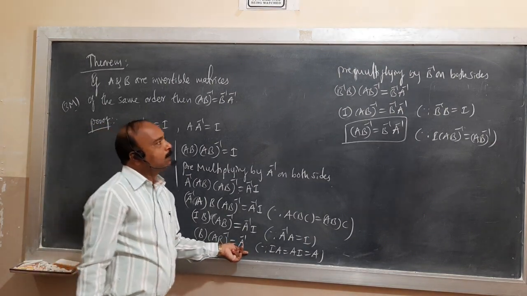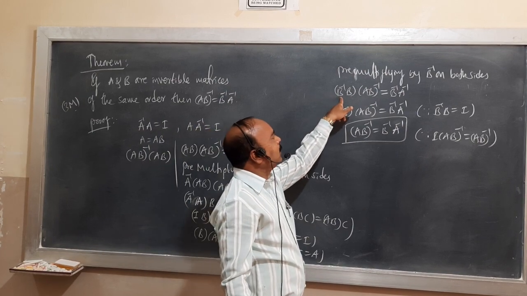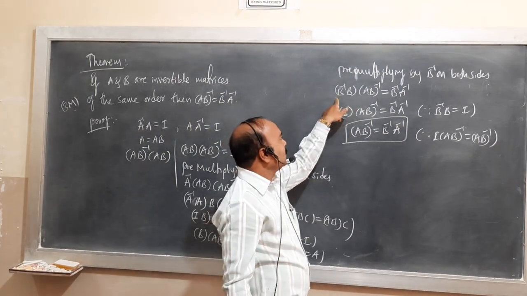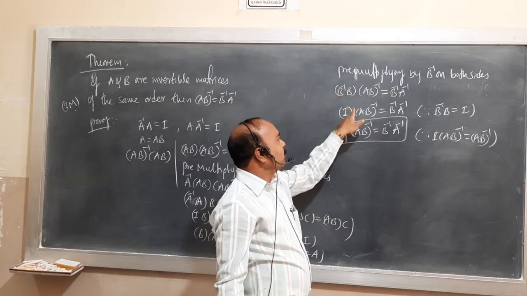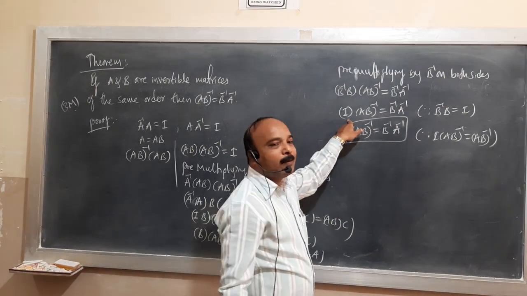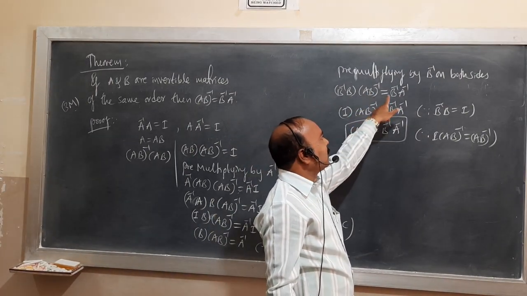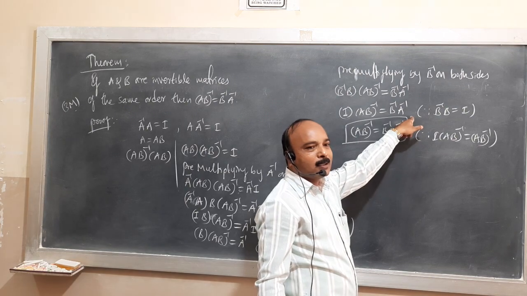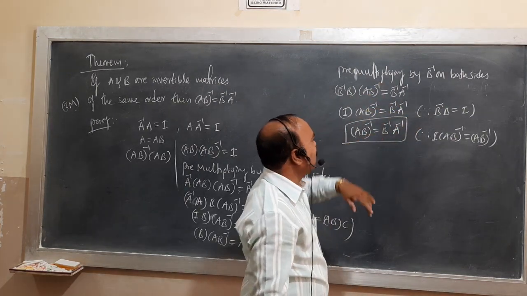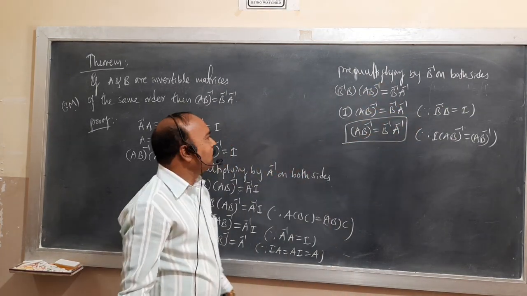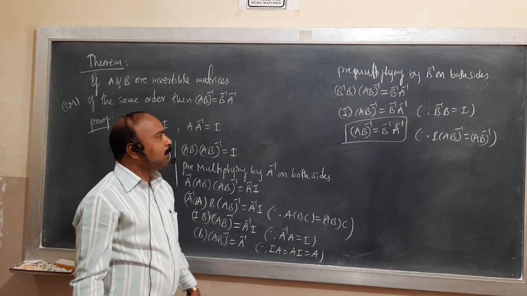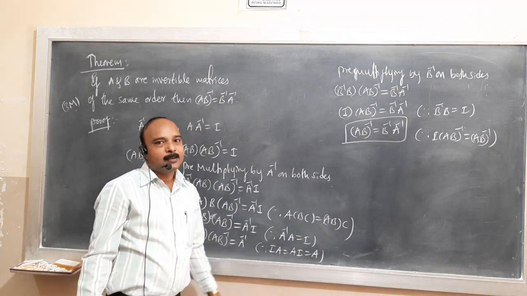After that you multiply by B inverse on both sides. Then you get B inverse into B, which is nothing but I. Then the left hand side becomes (AB) inverse, and the right hand side becomes B inverse, A inverse. It is a simple trick for proving the theorem. Like that you prove the result by using some of the important results.